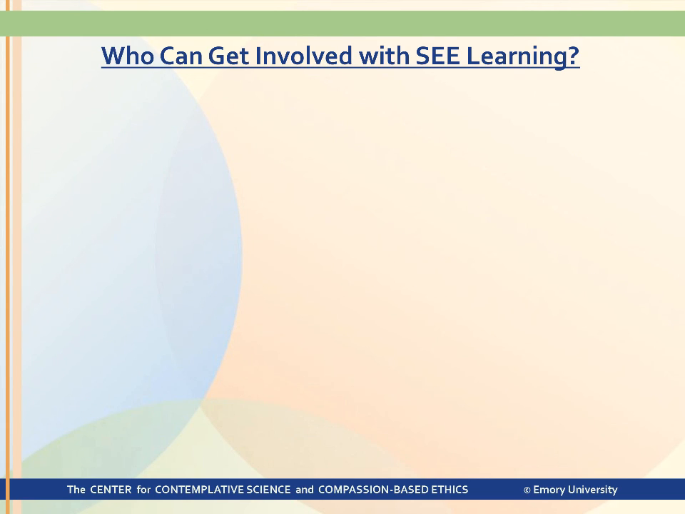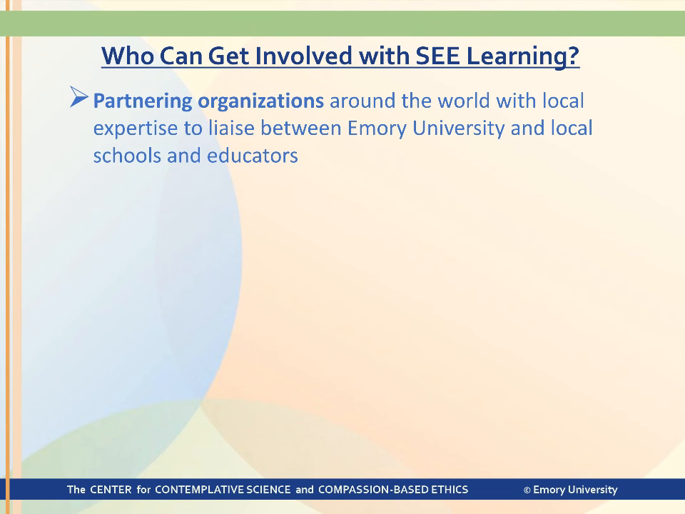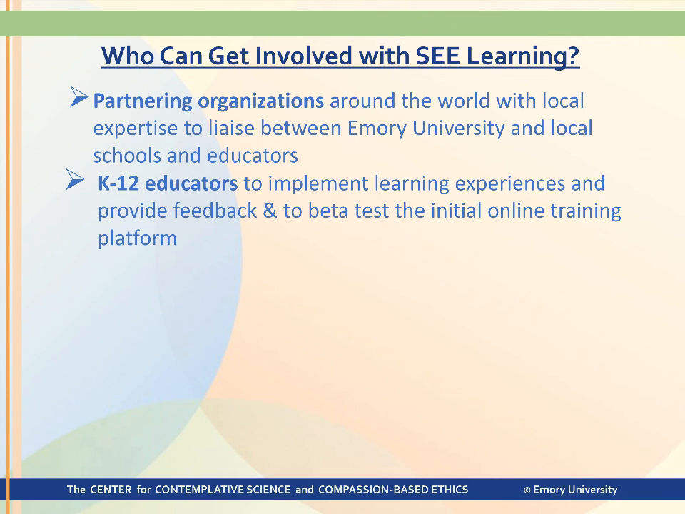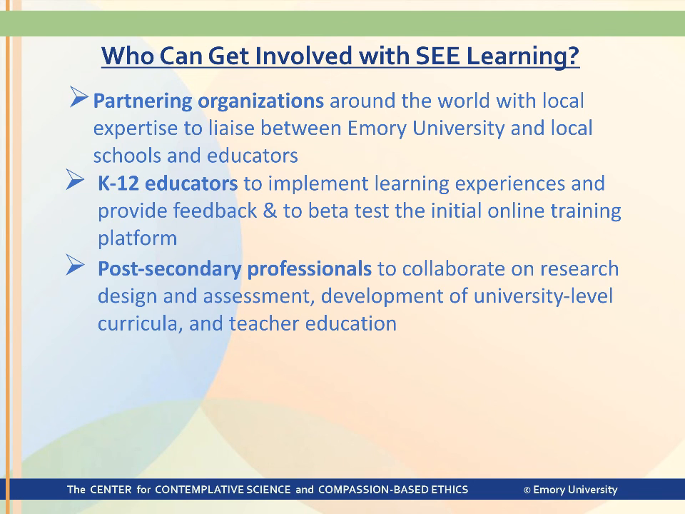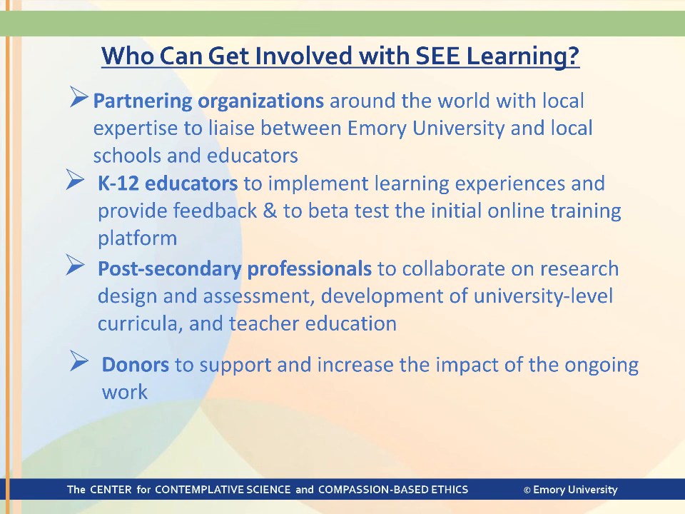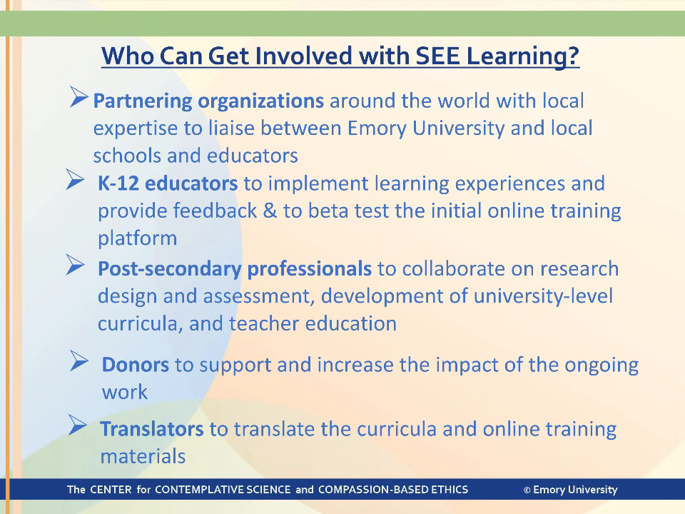There are many ways to get involved with C Learning. We are seeking partnering organizations around the world with local expertise to liaise between Emory University and local schools and educators. We're also seeking K-12 educators who can implement C Learning experiences and provide feedback, as well as beta test the initial online training platform. We also seek post-secondary professionals to collaborate on research design and assessment, as well as the development of university-level curricula and teacher education. This work requires donors who can support and increase the impact of the ongoing work, as well as translators for translating curricula and other online training materials.